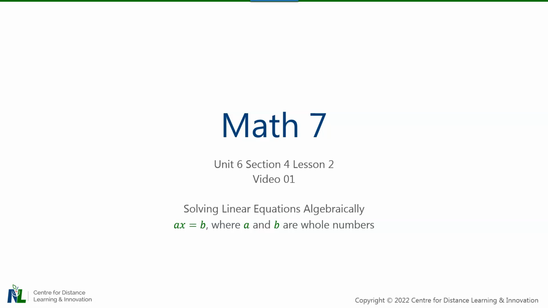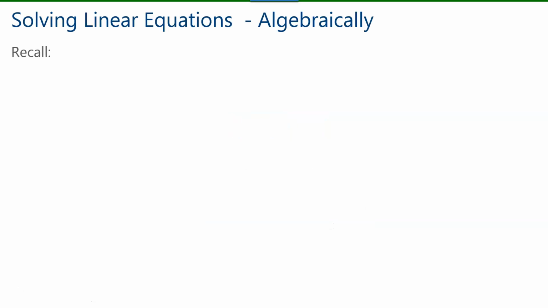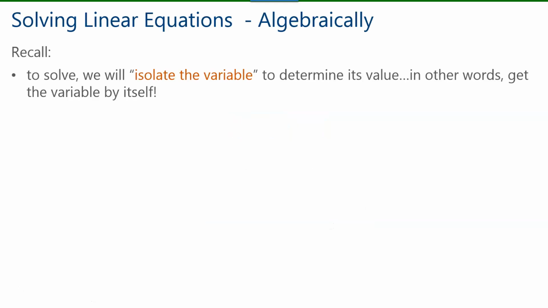In the first video of Lesson 2 of Section 4 in Unit 6, our focus will be on algebraically solving linear equations of the form ax equals b, which means a times x equals b, where a and b are whole numbers. Recall, to solve, we are isolating the variable in order to determine its value. We're getting that variable all by itself.